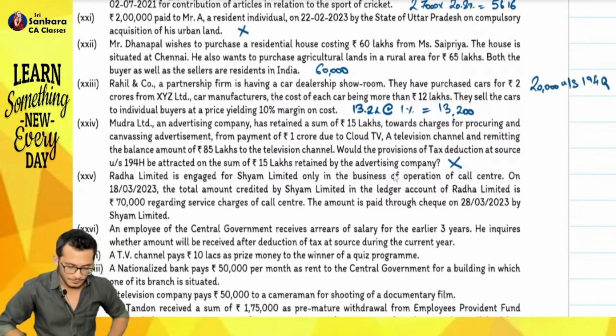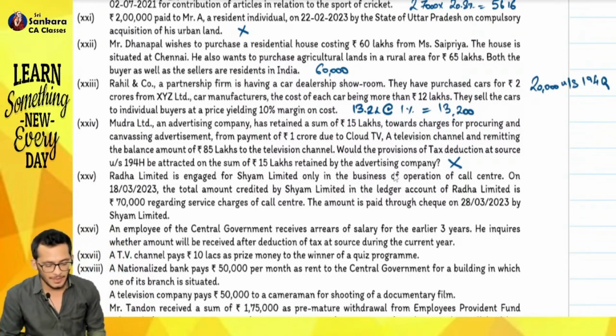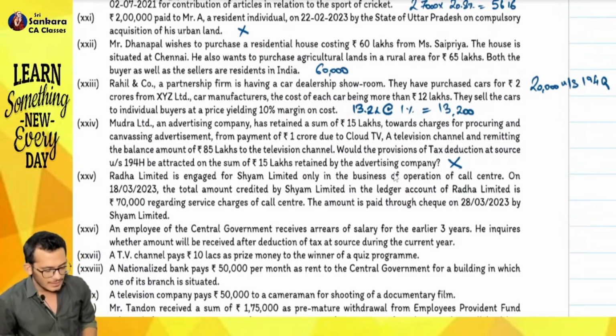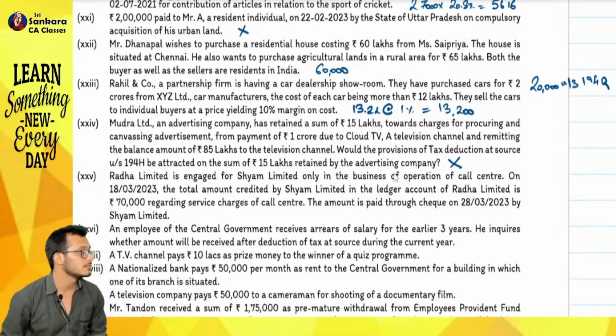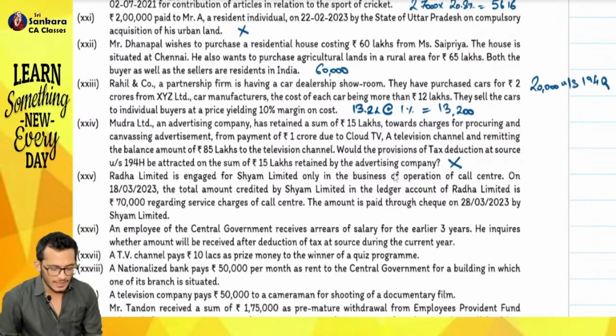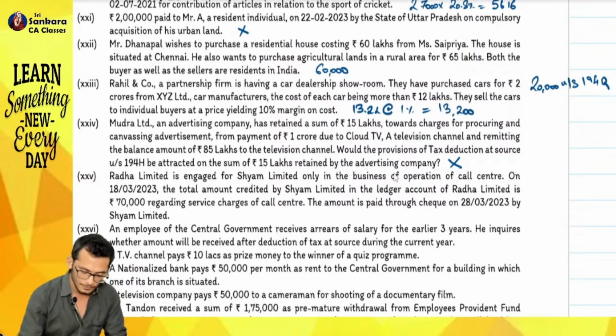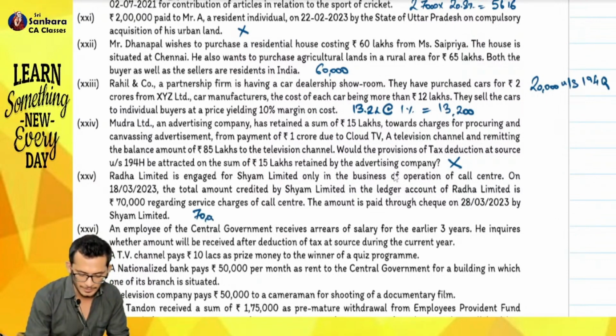That's all. Radha Limited engaged by Sham Limited only in the business of operation of call center. On 18th March, total amount credited by Sham Limited in the ledger of Radha Limited is 70,000 rupees regarding the service charges for call center. Amount is paid through cheque by Sham Limited. TDS rate: 2%. 70,000 into 2%, number is 1,400.